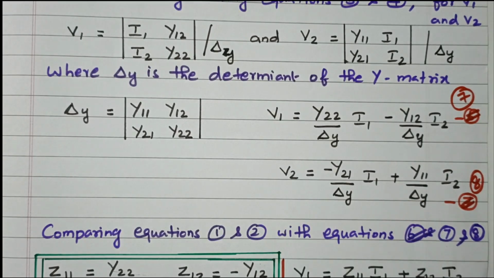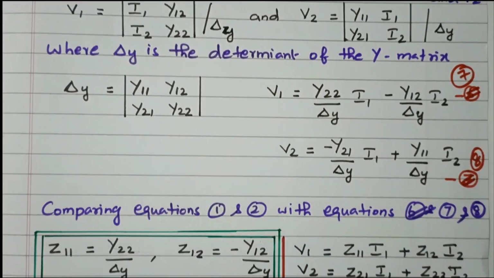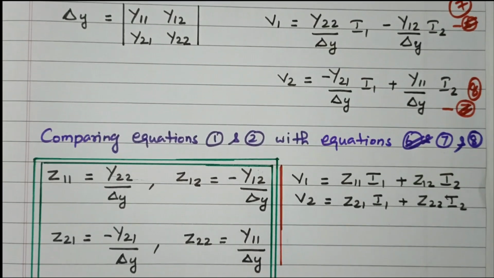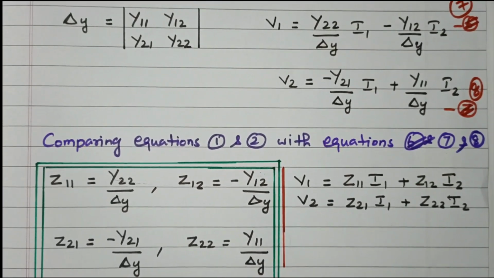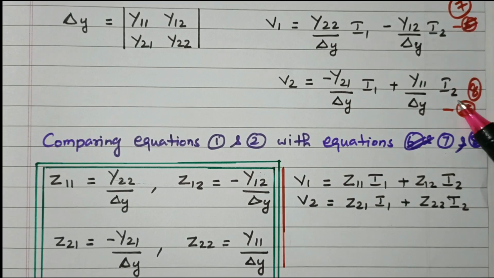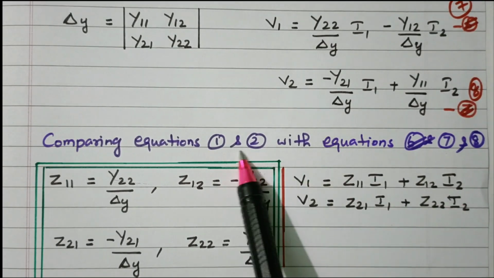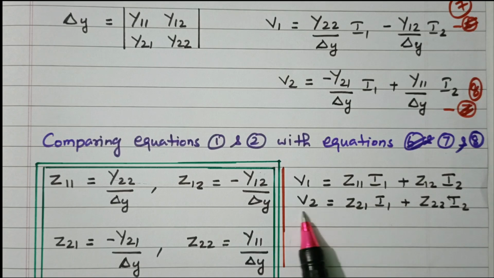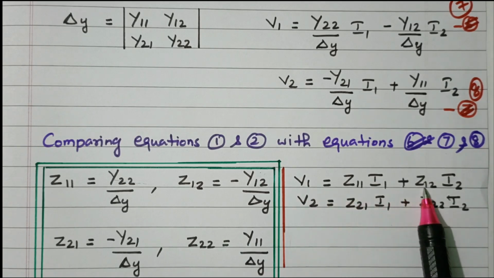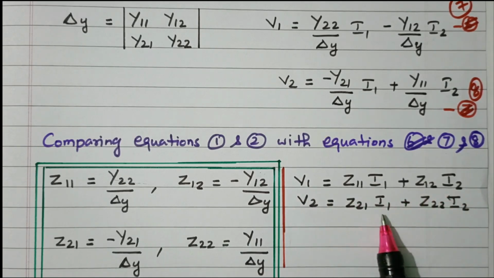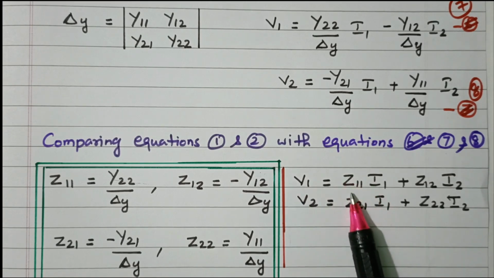Now we are going to compare this with equations 1 and 2. Take these equations 7 and 8. That is, we are going to compare with 1 and 2. What are 1 and 2? These are the open circuit impedance parameter equations: V1 equal to Z11 I1 plus Z12 I2, and V2 equal to Z21 I1 plus Z22 I2. So by comparing these, we can easily identify that both are voltage equations. We can compare the coefficients.